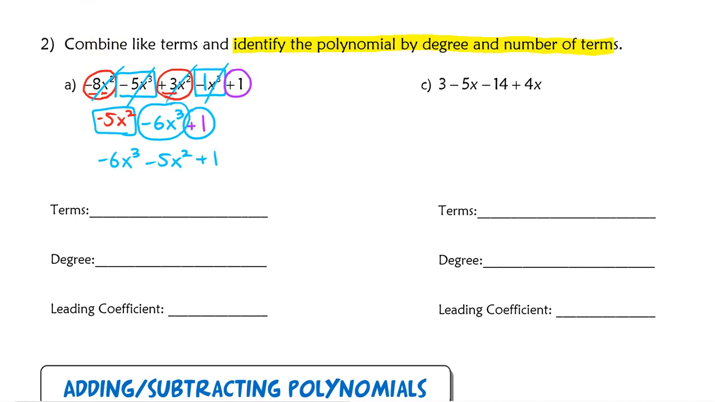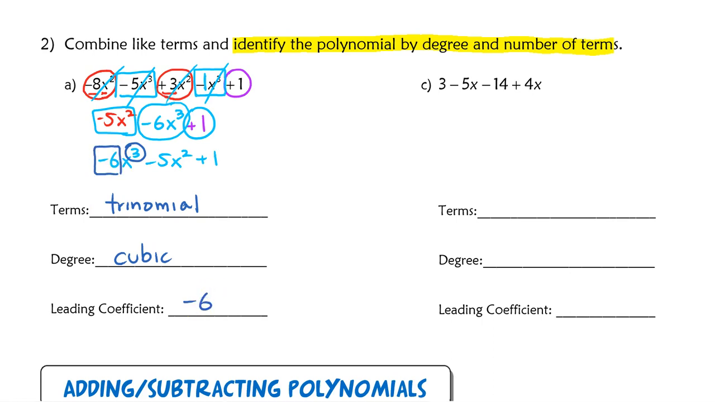So if I were to name this by the number of terms, we would call this a trinomial because there are 3 terms here. Now the degree of this polynomial would be cubic because of that 3 here, so we're going to call it a cubic trinomial. And the lead coefficient, in this case, is negative 6.